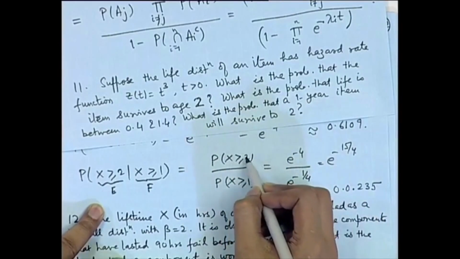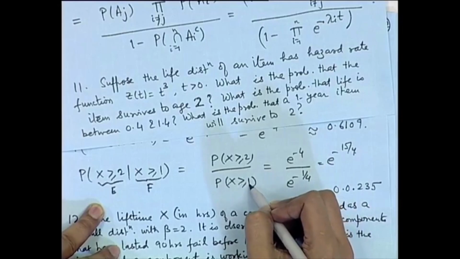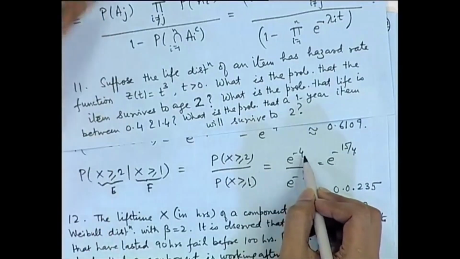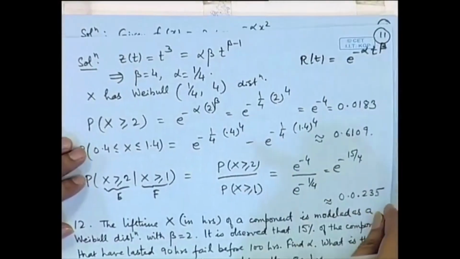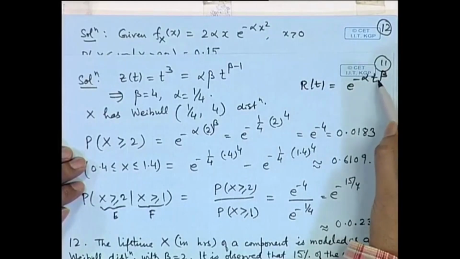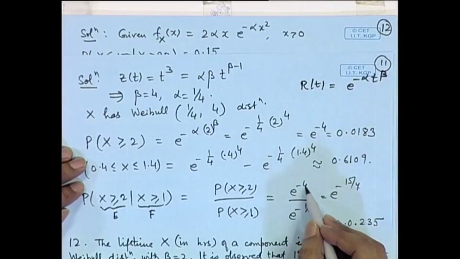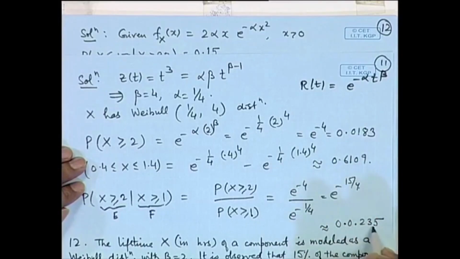So, here this is turning out to be the reliability of the system at time 2 and this is the reliability of the system at time 1. So, in the formula for the reliability we substitute the values of alpha, beta and t and we get e to the power minus 4 and e to the power minus 1 by 4 and after simplification it is 0.0235.